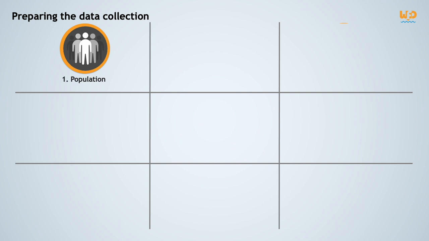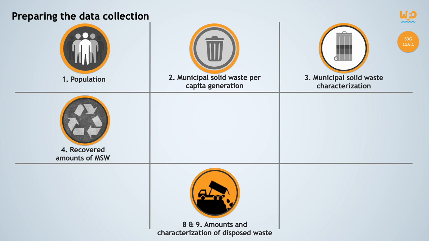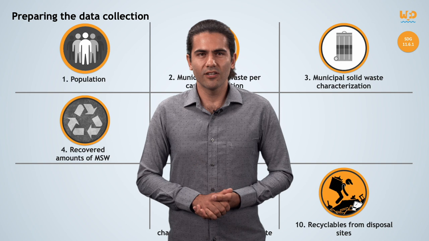To quantify the plastic leakage with the waste flow diagram, you will require some data. Prior to your field survey, you should gather information from existing sources to understand the local context. You should make sure about the reliability of the data and make sure it is as up-to-date as possible. The information you need includes the population, the per capita generation of waste and its characterization, the amount of municipal solid waste recovered, the amount of disposed waste and its characterization, and the amount of recyclables extracted from disposal sites. During your assessment for the waste flow diagram, you should fill the gaps if this data is not available.